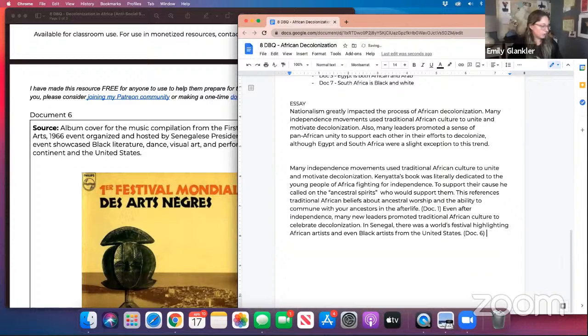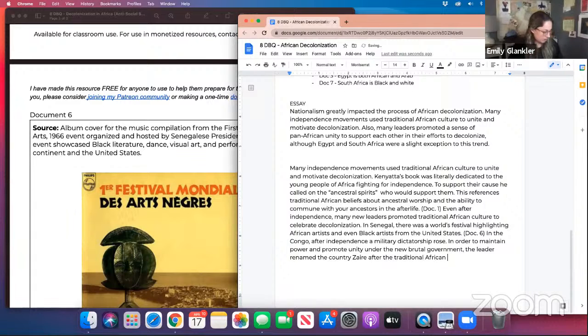Similarly, or no, I'll just say in the Congo, after independence, a military dictatorship rose. In order to maintain power and promote unity under the new brutal government, the leader renamed the country Zaire after the traditional African kingdom that had been in the region before colonization.